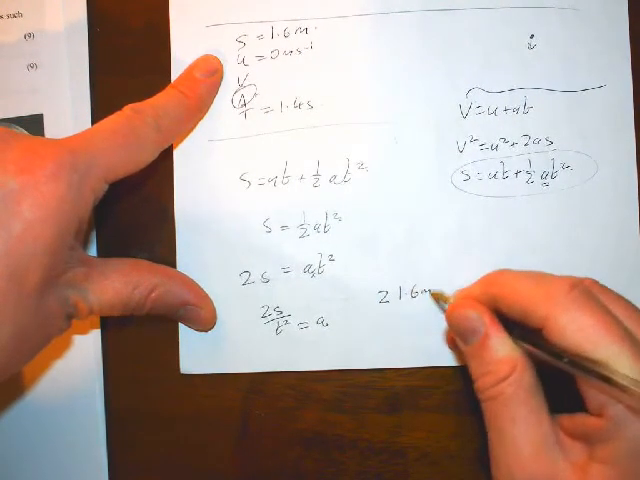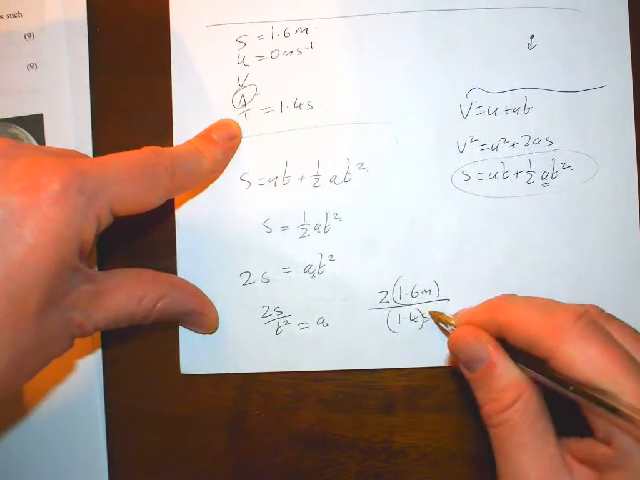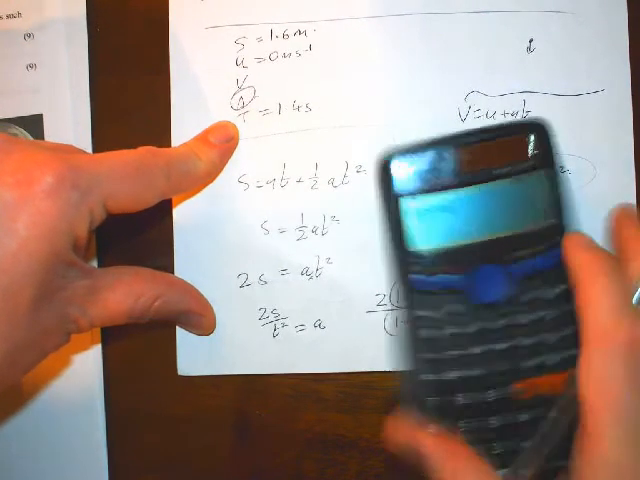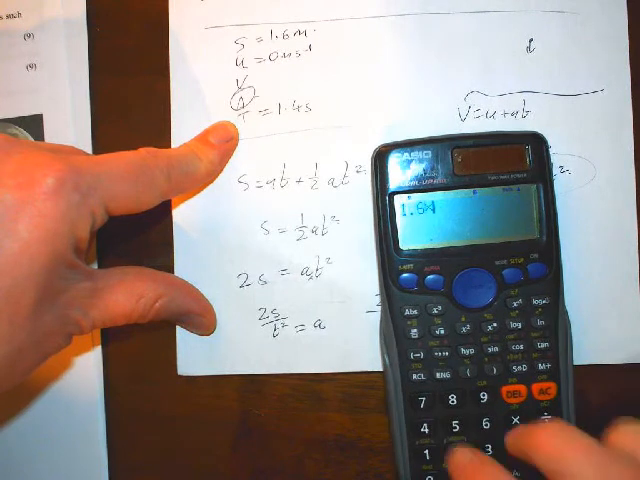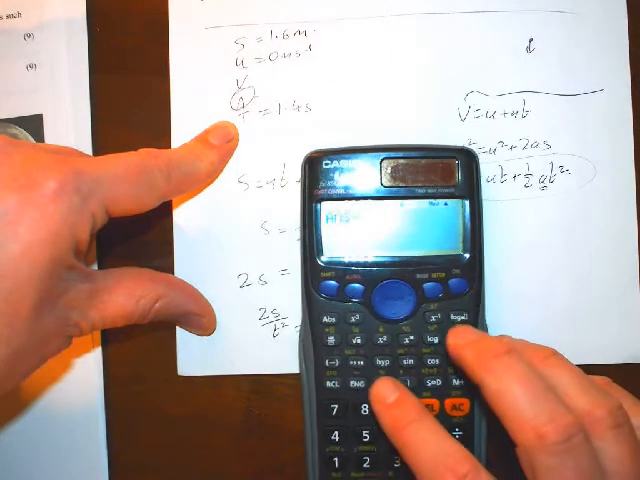So now we've got our equation rearranged. We have our values, let's just sub them in. So 2 multiplied by the distance of 1.6 meters, divided by the 1.4 seconds it took for that to happen, squared. And let's see what we get.